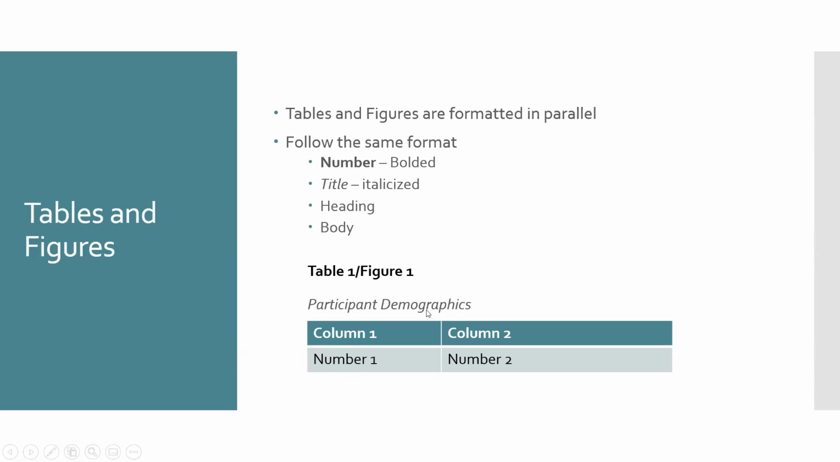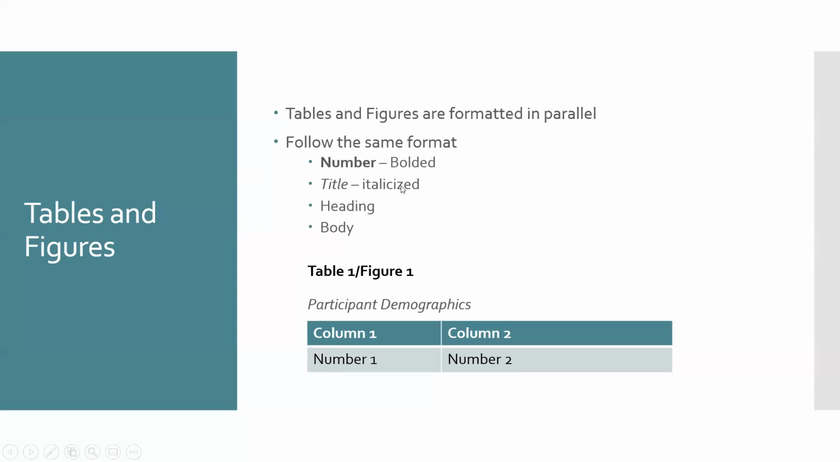Immediately underneath that, you're going to have a title. And so that's what you're going to call your table or figure. It's usually a description. So in this case, I have the title as participant demographics, but say you had a figure and it was a scatter plot, you would say something along the lines of scatter plot of, and then whatever your two variables are that you're looking at. So scatter plot with variable X and variable Y.